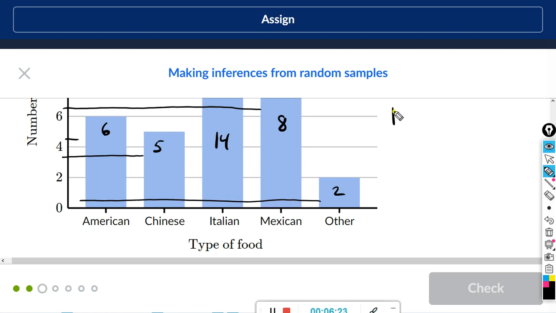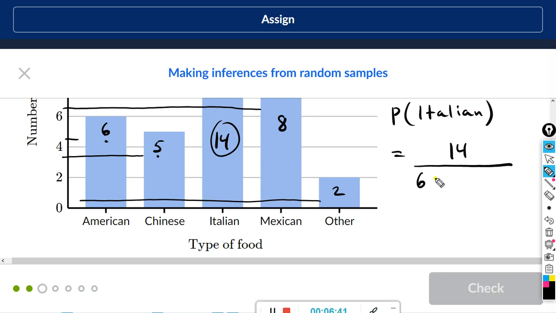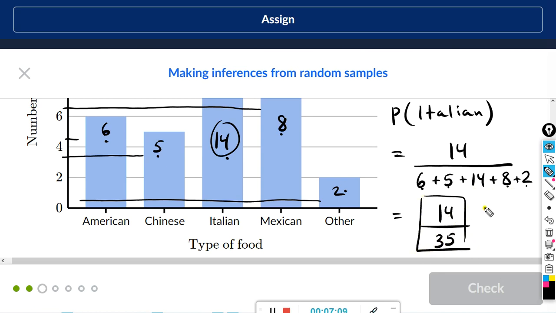Okay, so the probability that the person's favorite is Italian is going to be 14 divided by the total. 6 plus 5 plus 14 plus 8 plus 2. Okay, 14's in the numerator. 6 plus 5 is 11. 8 plus 2 is 10, plus 11 is 21, 31, 35. Okay, 14 out of 35 have Italian as the favorite, and we multiply that times the total.